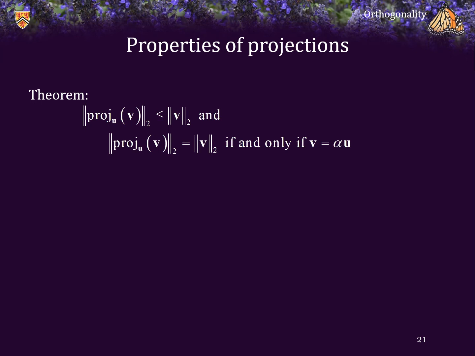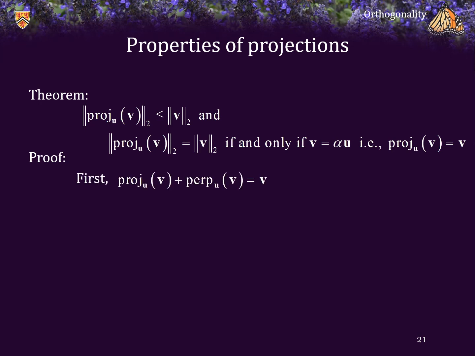And if v is indeed equal to alpha times u, that is the same as saying that the projection of v onto u is equal to v. Because after all, v itself is the closest scalar multiple of u, in this case, to v. Anyway, let's prove this theorem. So, to prove this, observe that v is equal to the projection of v onto u plus the perpendicular component of v projected onto u.